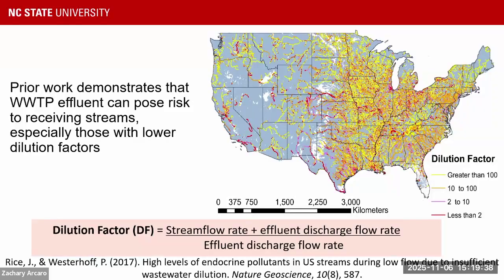And so with the prior work we've done, we have this model where we have estimated across the United States the dilution factor, which is at every wastewater treatment plant discharge site. So for the 14,000 plus wastewater treatment plants, the dilution factor is calculated as the stream's buffering capacity. So the higher the value, the more just stream water you have compared to the effluent.